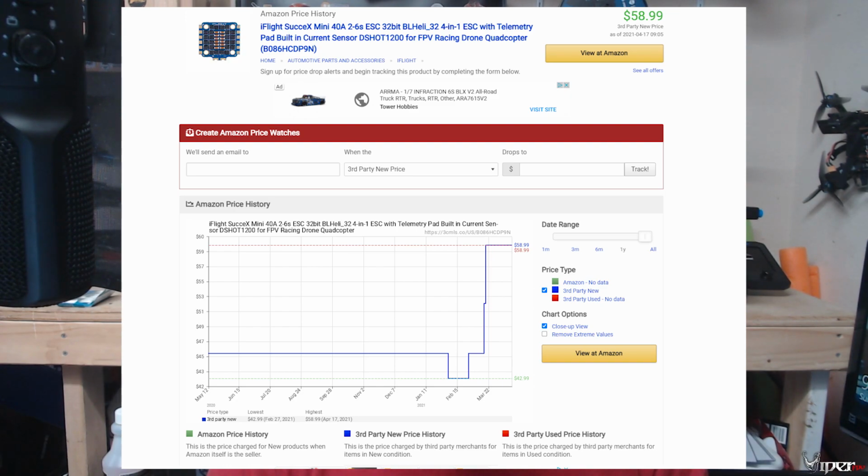On January 11th, pretty much the price has been about $46 forever. And then all of a sudden, in February it kind of dropped down, and then at the end of March it shot right up to $59. So that's about, what, a $16 or $17 increase? And this is just one example. This is using analytics from Amazon to look at prices over a period of time.